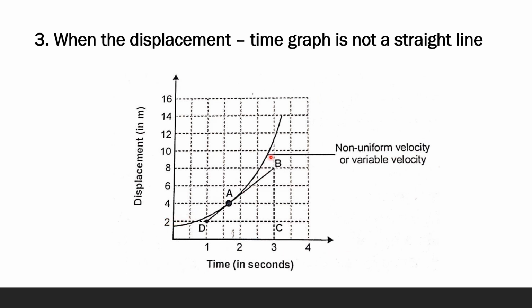Here the curve represents that the body is moving with non-uniform velocity, nothing but variable velocity, which covers unequal displacements in equal intervals of time. So that's why we say that when the displacement time graph is not a straight line, then the body is moving with non-uniform velocity. Let us go to the discussion.